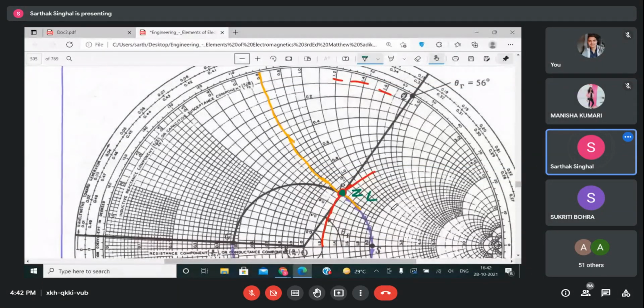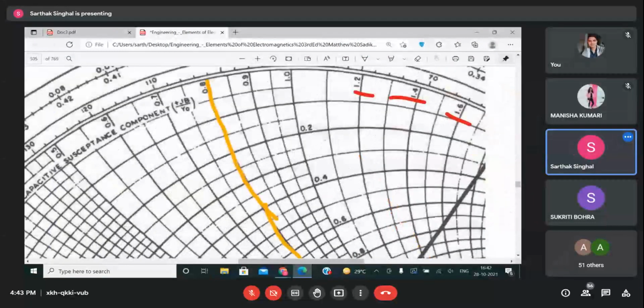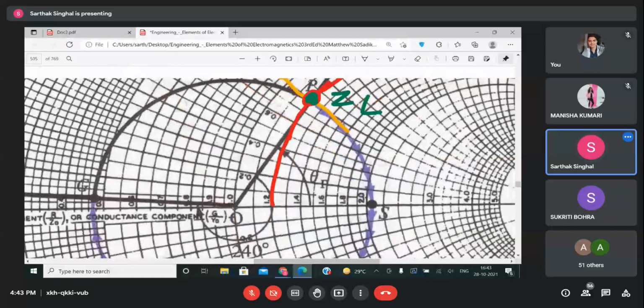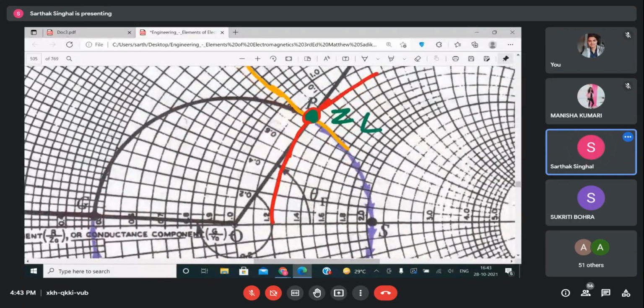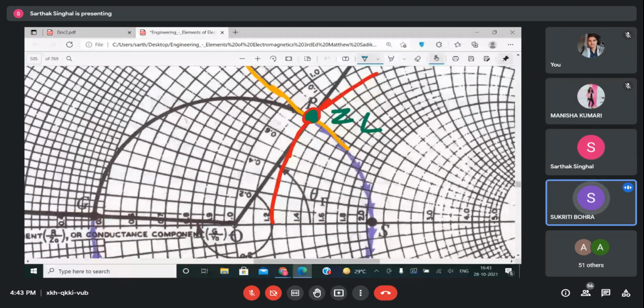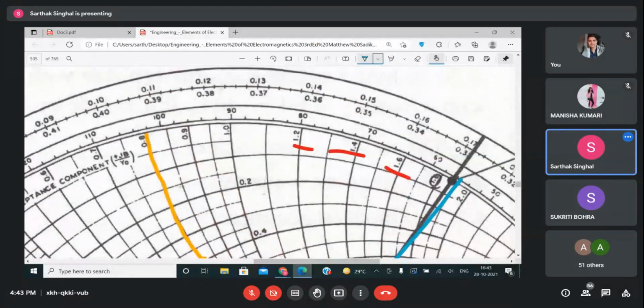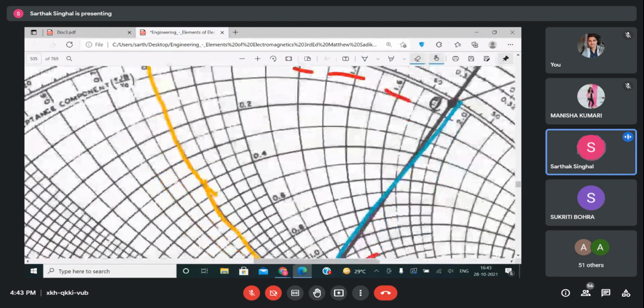So, now what we will do is connect the origin and the ZL point with a straight line, okay? And extend this line up to the outer periphery of the outermost circle, up to this point, okay?